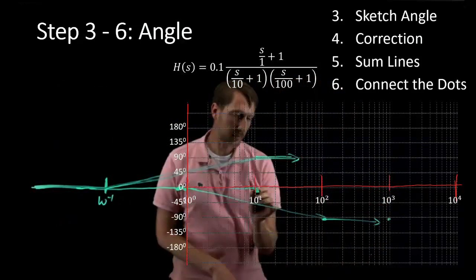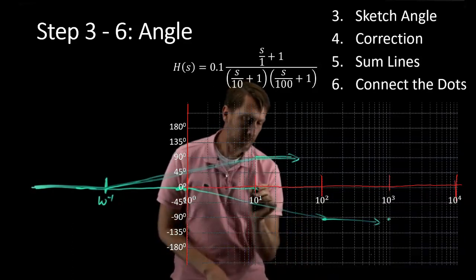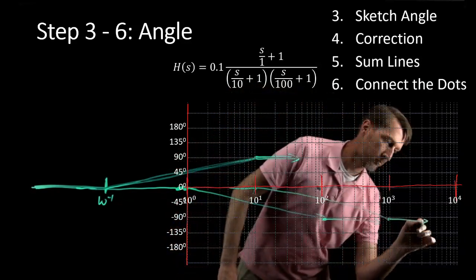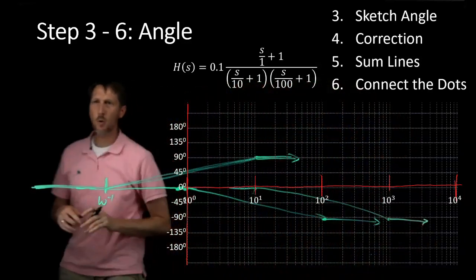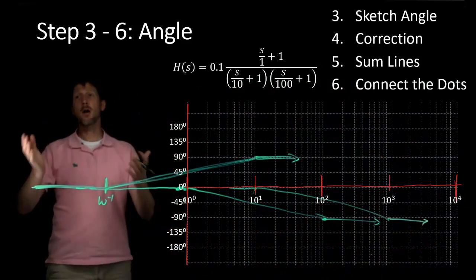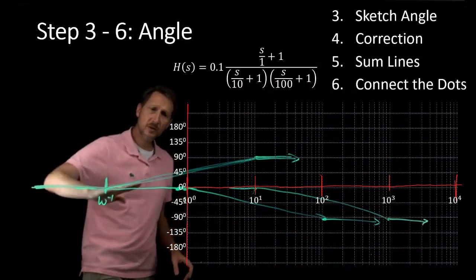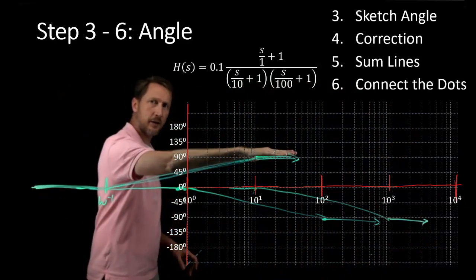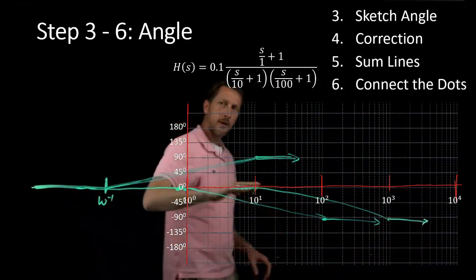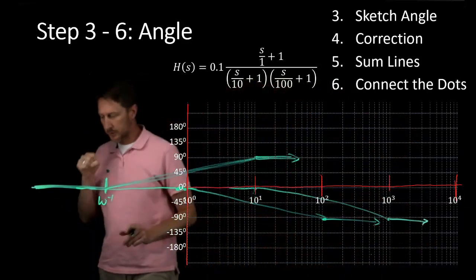And so we can see that this line is now going to look like that. So we have our straight line approximations. Again, we're not really going to worry about the corrections too much on an angle. Here's for the 0. We're going up to positive 90 degrees and then leveling off. Here's for the first pole. Here's for the second pole. So these transition points.